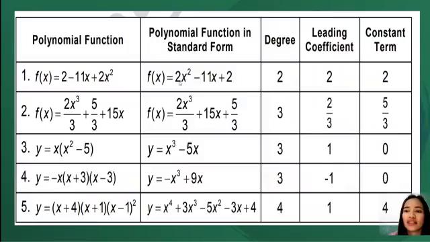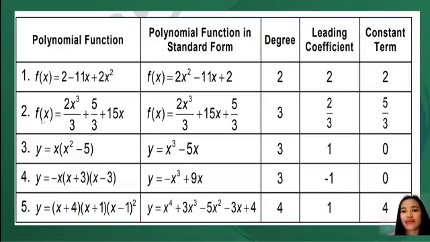Then, where is the degree? In what term? That is in 2x squared. Therefore, 2x squared is said to be your leading term. What's the numerical coefficient of 2x squared? That is the leading coefficient. So the numerical coefficient of the leading term is 2. Therefore, your leading coefficient is 2. And then you're going to take a look: what is the term without any variable? The term without any variable is 2. That's why 2 is your constant term.